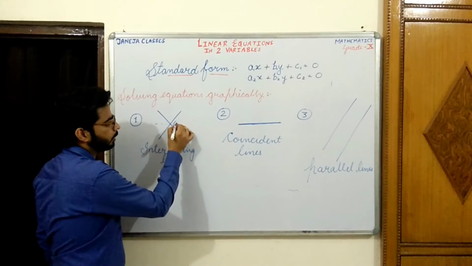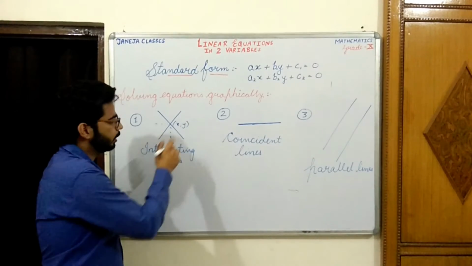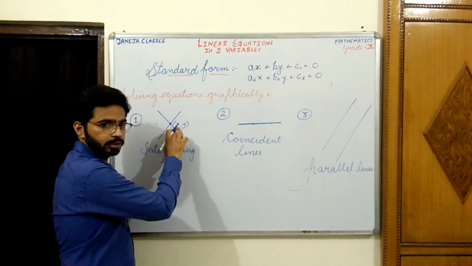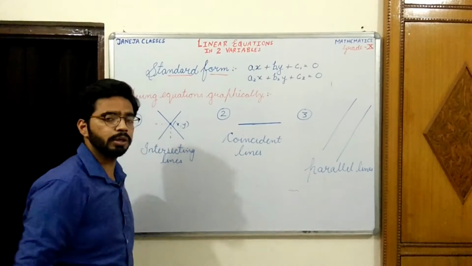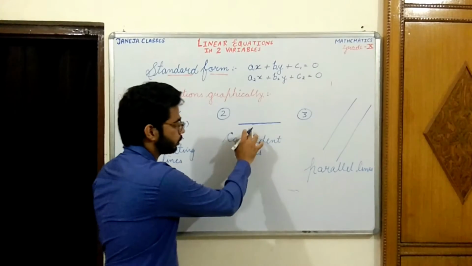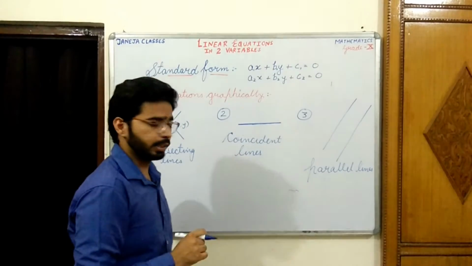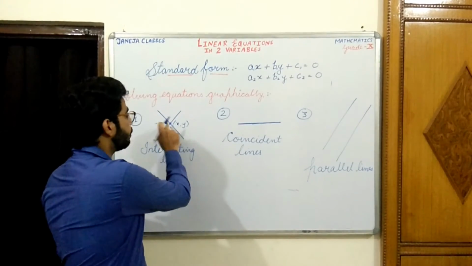Here we have written the value of x and y. Whatever is the value of x, this will be your answer. Whatever is the value of y at this point, this will be your answer. After this, in the coincident lines, see here, there is only one common solution.